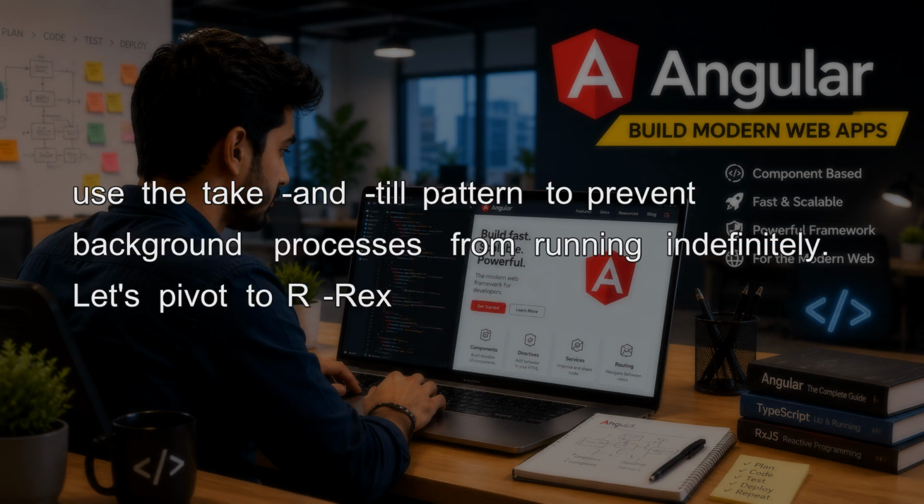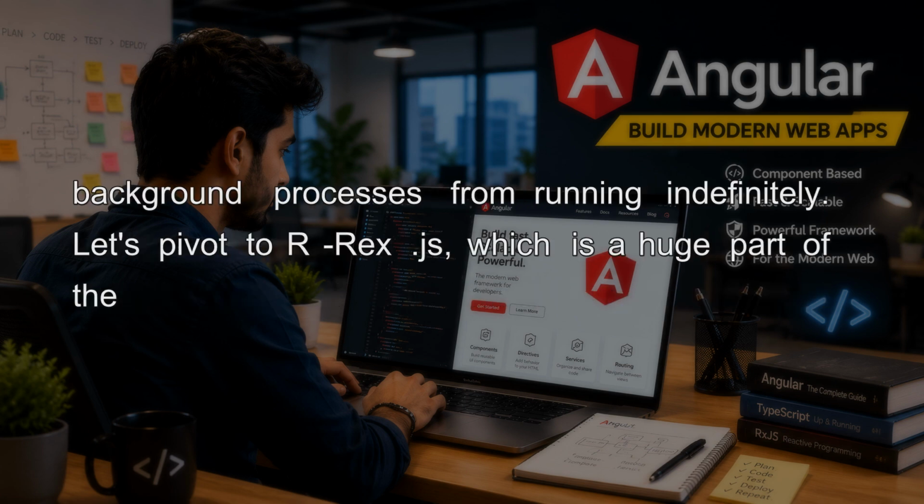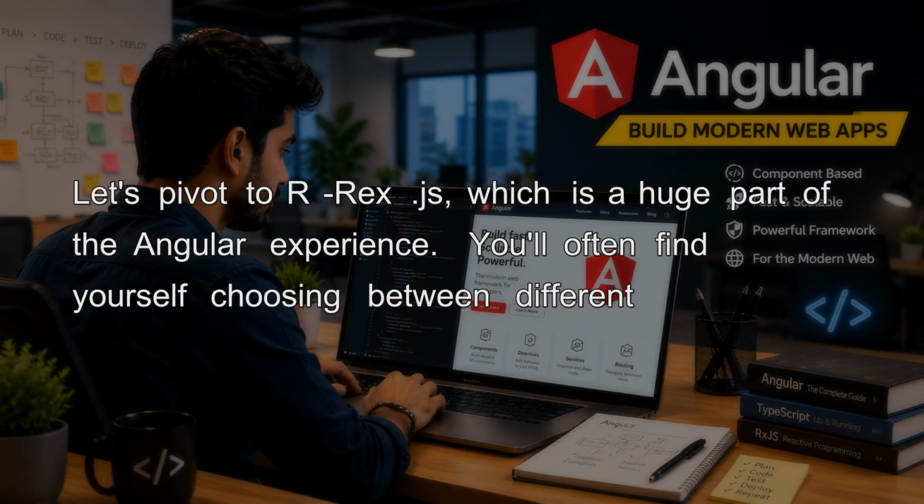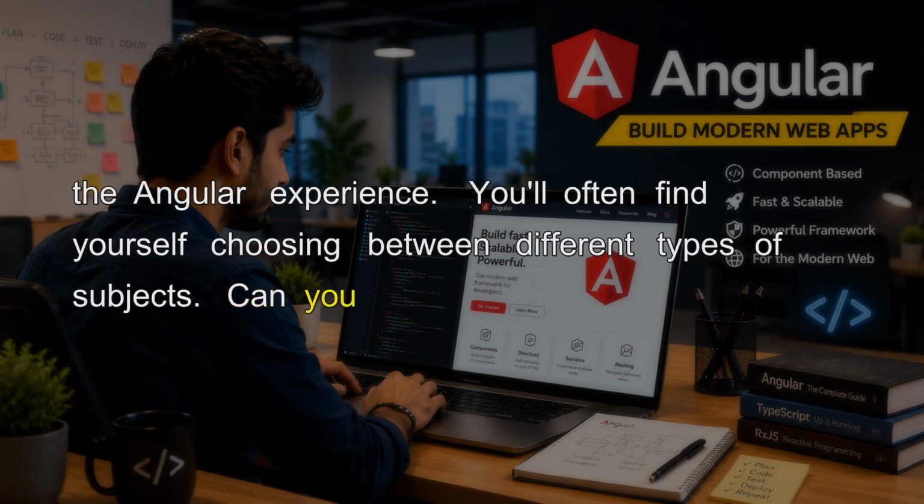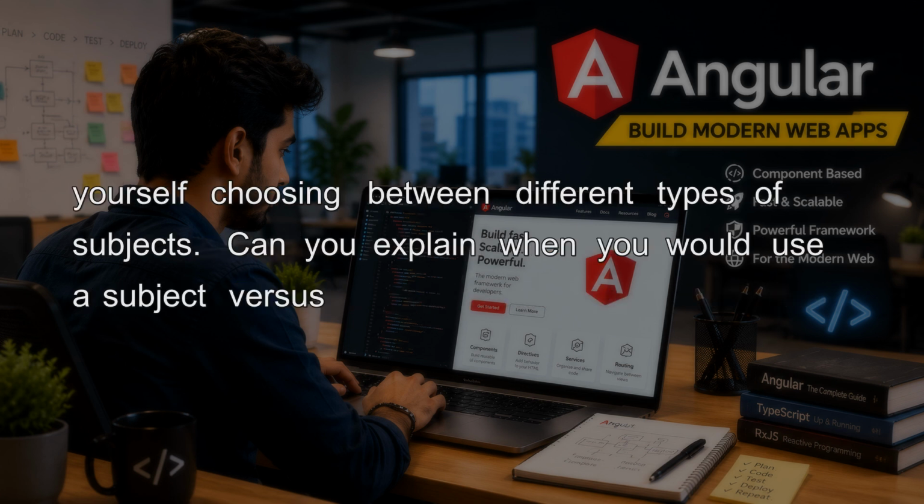Let's pivot to RxJS, which is a huge part of the Angular experience. You'll often find yourself choosing between different types of subjects. Can you explain when you would use a subject versus a behavior subject?